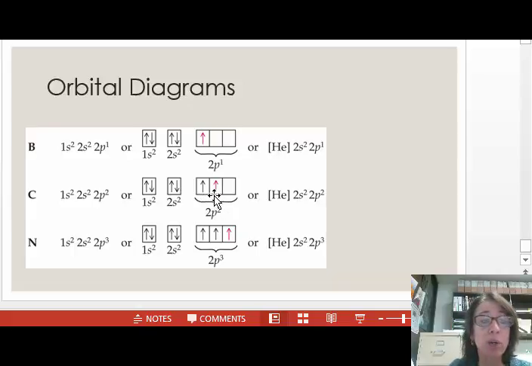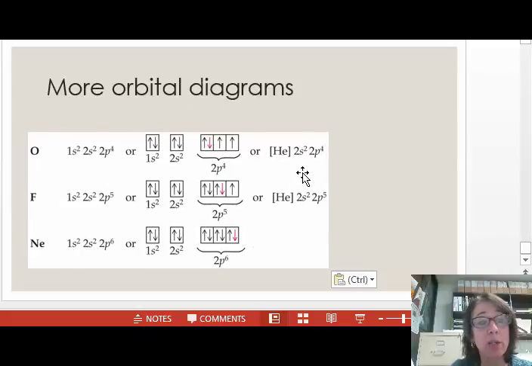Since there are three orbitals in the p subshell, the second electron goes into a different orbital. Both electrons are spin up. Carbon atoms have two unpaired electrons. Nitrogen has three electrons in the 2p subshell, and each electron is in a separate orbital. Nitrogen has three unpaired electrons.